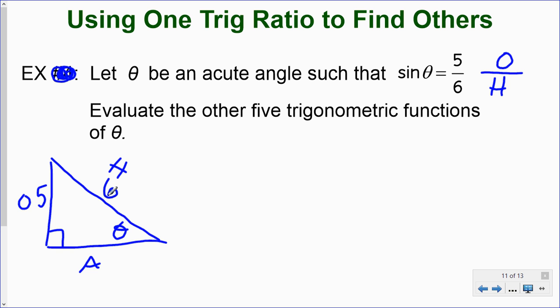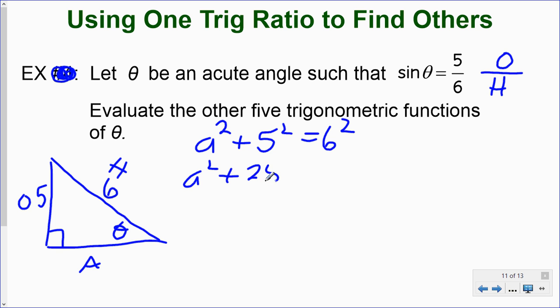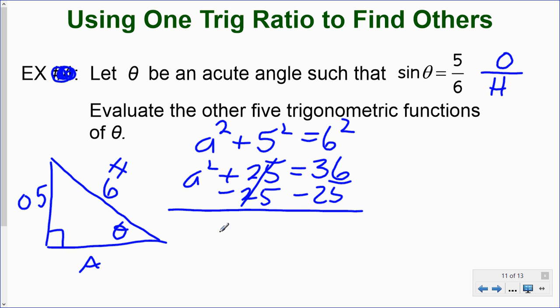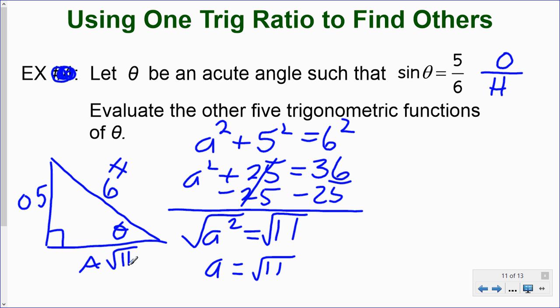All right, so we could set it up as a squared plus 5 squared equals 6 squared. All right, and then 5 squared is 25. 6 squared is 36. We're going to subtract 25. And we're going to get a squared equals 11. And then we're going to square root each side. And again, we're going to take the positive root. And we cannot simplify that. So we get square root of 11.